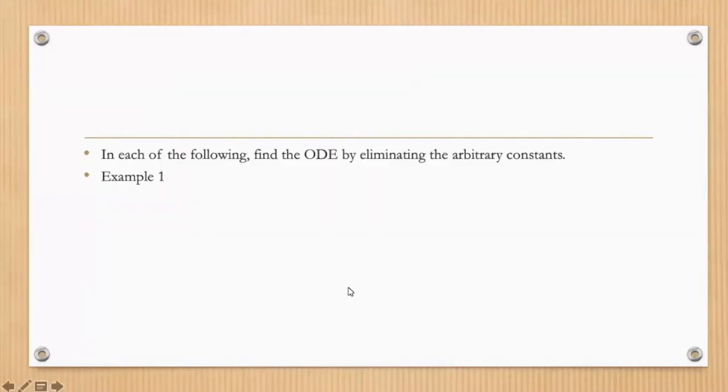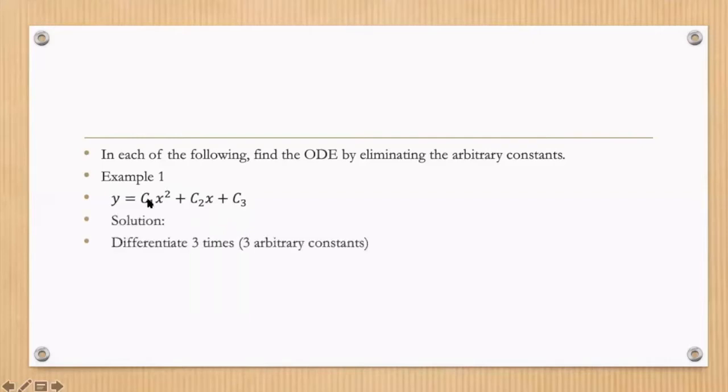Now let's have some examples. So we have this given solution wherein you can see three arbitrary constants here, C sub 1, C sub 2, and C sub 3. Ibig sabihin, if you are to obtain its differential equation, you need to differentiate this equation 3 times. The differential equation of this solution is a third order DE. We'll differentiate this 3 times.